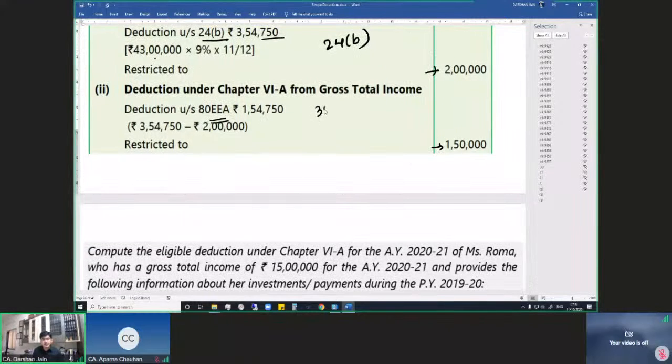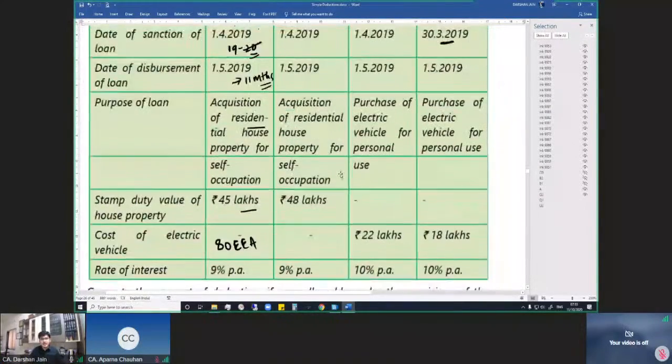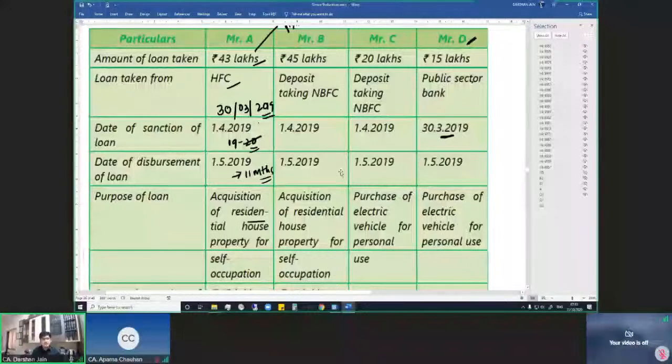See, out of 3,54,750, that was the amount of interest paid by us. 2 lakh rupees has already been claimed. Remaining 1,54,750 could be claimed under section 80EE. However, the maximum limit is 1,50,000 under the section, and therefore your deduction is restricted to 1,50,000. Now, in case of Mr. B, see what happens. In case of Mr. B, the loan taken is of 45 lakhs.